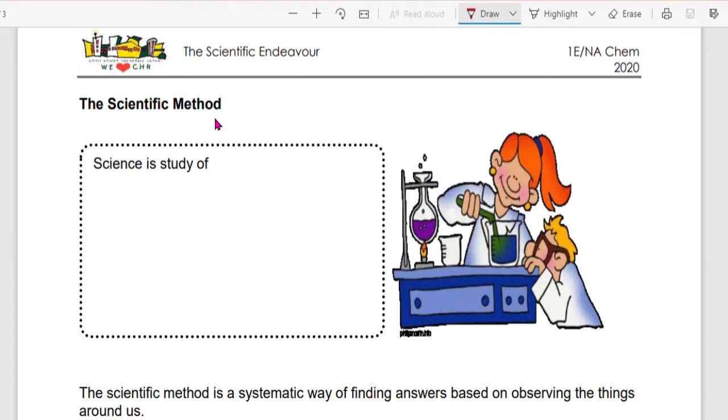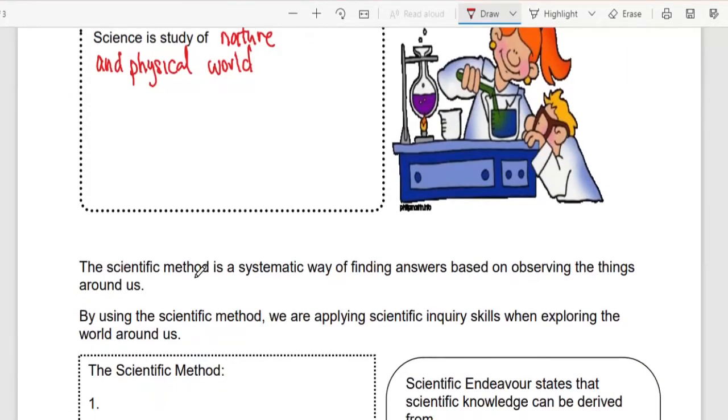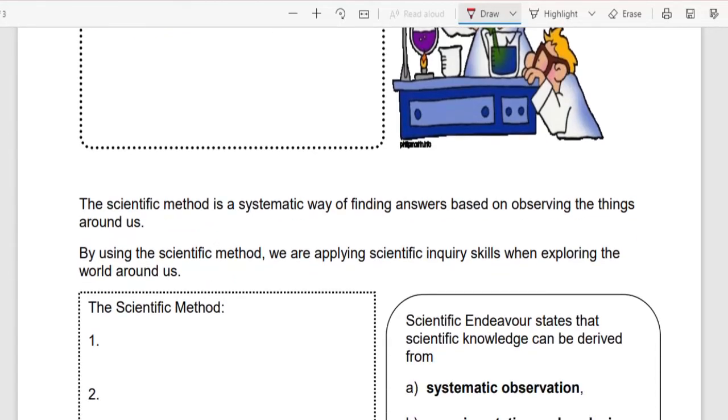Now, first one. Science is a study of, okay, based on the handout that you have been given, it's a study of nature and the physical world. So we know that the scientific method is a systematic way of finding the answers based on observing the things around us. By using the scientific method, we are applying the scientific inquiry skills.